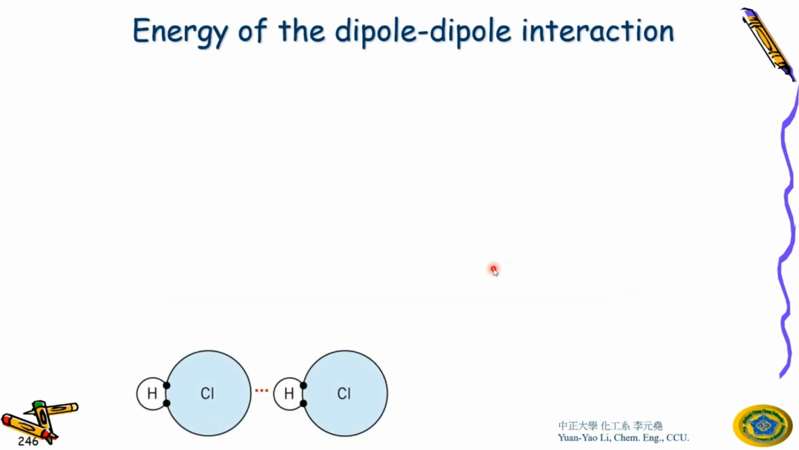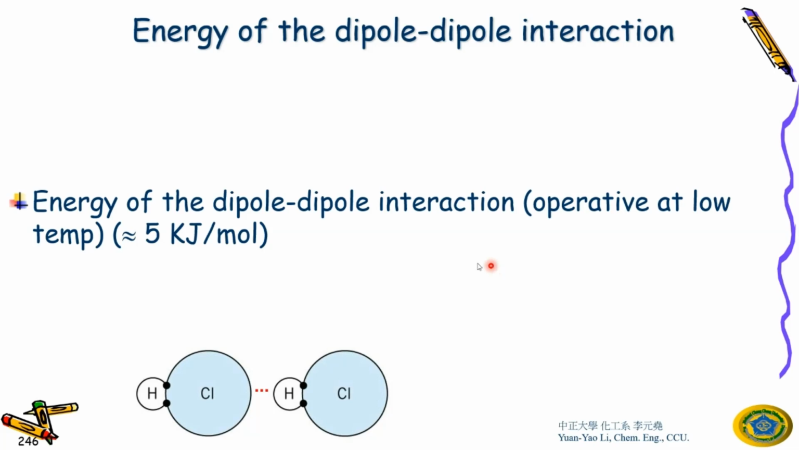Easy, right? How about energy? When you think of the energy of secondary bonds, it is less than 5 kilojoule per mole. This energy is very low. The bonding is weak compared to the chemical bond. Secondary bond is always weak.